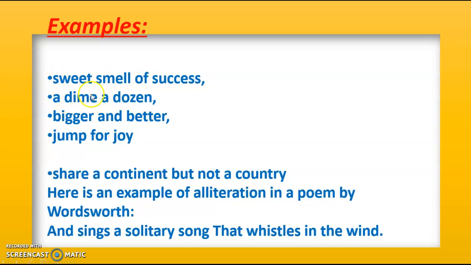Dime a dozen, d sound. You can see here, bigger and better, so b sound. Jump for joy, j sound. Yes, this we call alliteration. Share a continent, but not a country. Continent, country, that means k sounds. The consonants are the same here, the consonant letters are the same, and the sounds are also the same.